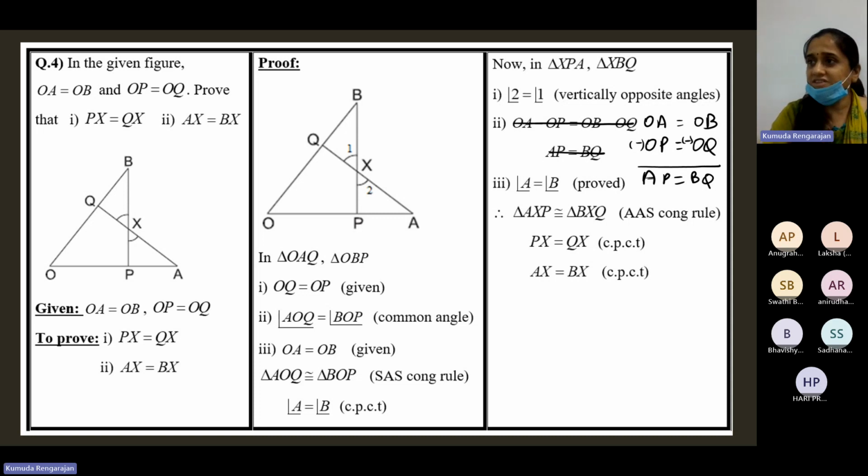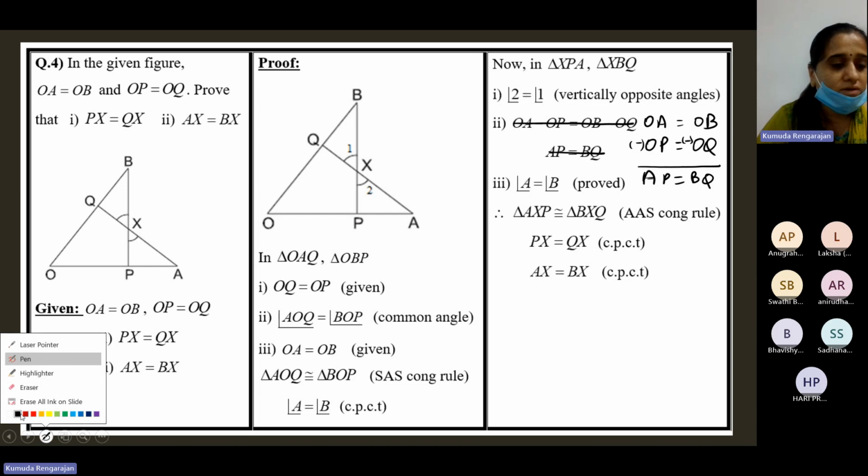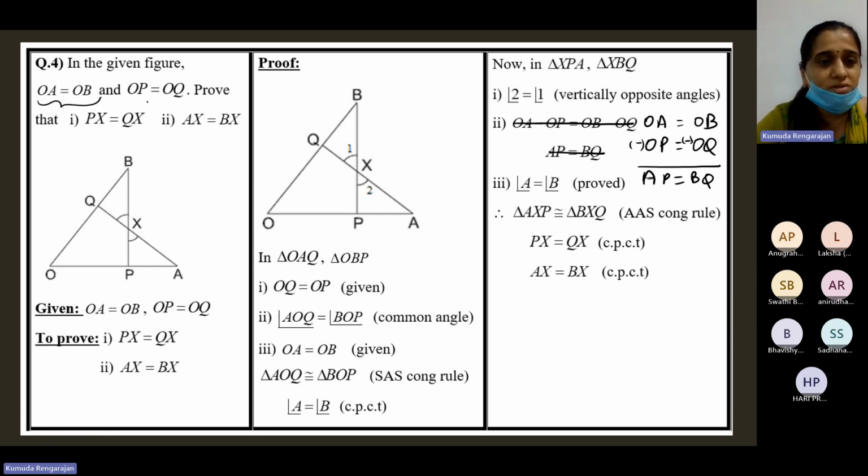Okay, I haven't started explaining the proof actually. I was only reading the question for you, right? As I was reading, I just made that correction. We haven't come there actually. We were just reading the information given. I was telling you that when you have this information and this information given, you can also get this information. You can also find that these two sides are equal. These two line segments are equal. That's what I was telling you.